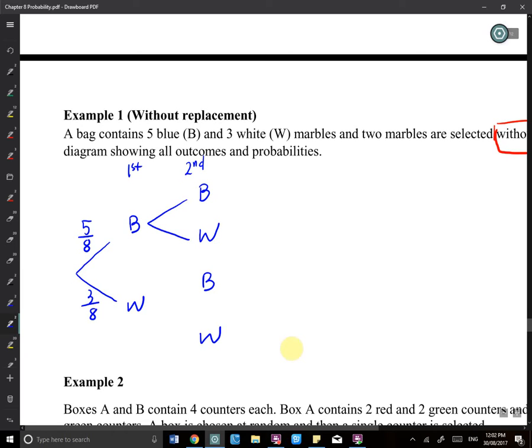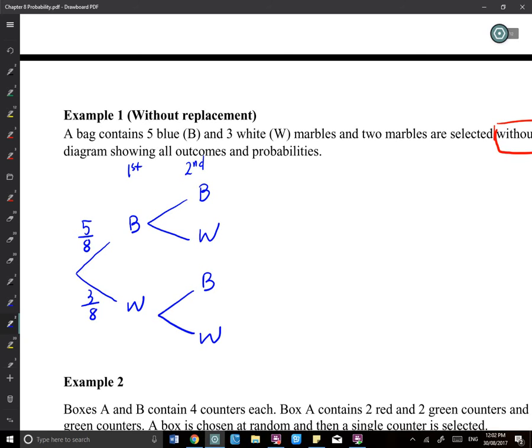Why will this one change? Because the blue one has been taken out, put somewhere else, or I ate it already. I can't eat that, it's a marble, sorry. Don't eat it, it's a marble. I like chocolate, so let's say blue chocolate.